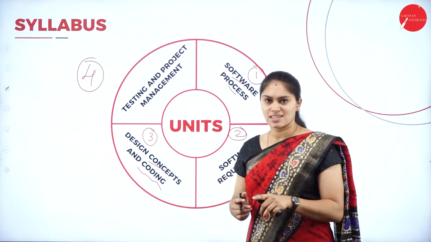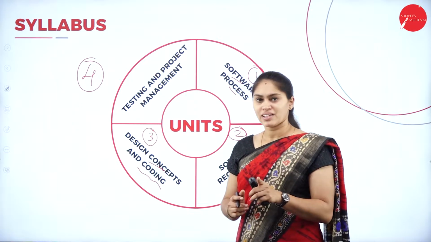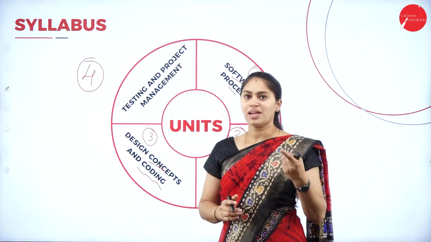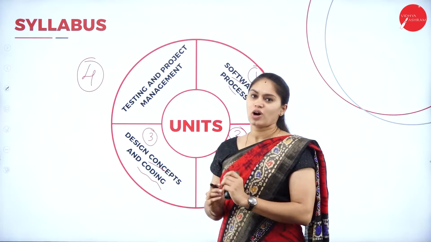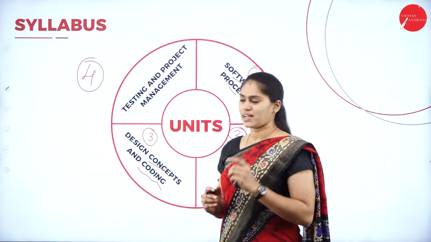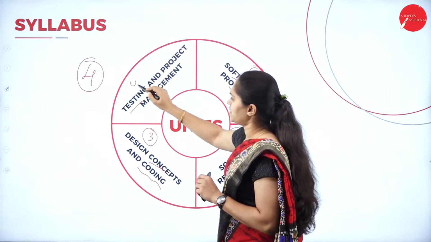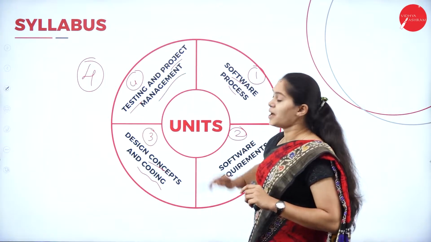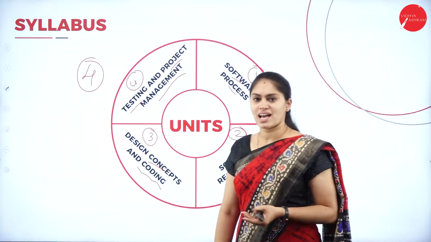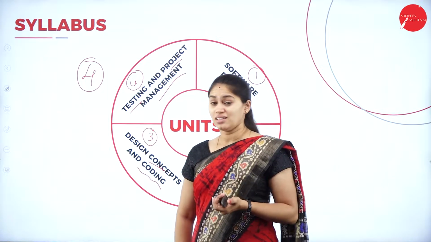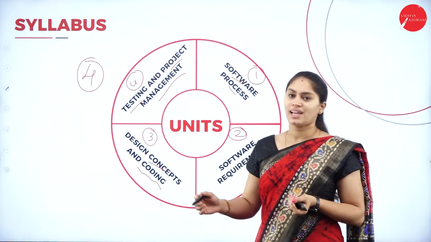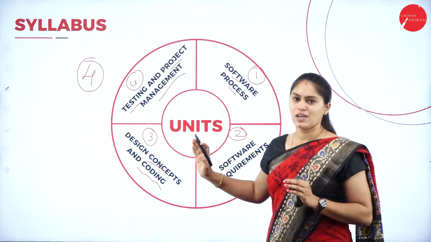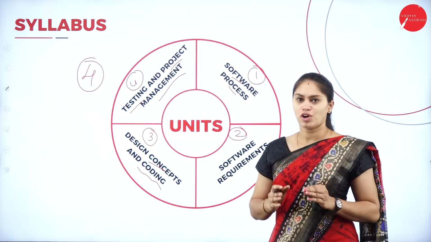Now that the coding has been done, we have to test whether it is satisfying the requirements of a customer or not. If yes, then how can it be improved? If not, what are the alternative things that I can go with? That is validation and verification, which comes in the 4th unit with respect to testing and project management. Once the project has been deployed to the user, it needs to be maintained throughout the lifetime of the software.